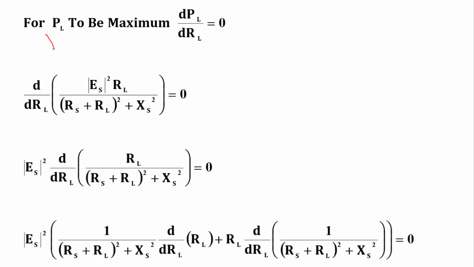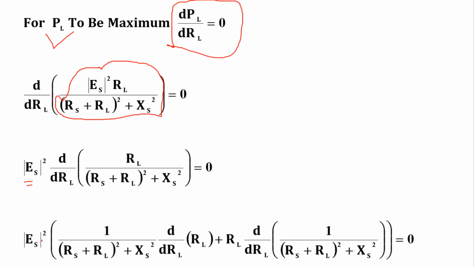Again, for PL to be maximum, the differentiation of PL with respect to RL should be equal to 0. So d by dRL, over here we have put the value of PL, and that is equal to mod ES square into RL divided by RS plus RL whole square plus XS square. This ES square is constant, so we will keep it outside of the differentiation. d by dRL of RL upon RS plus RL whole square plus XS square is equal to 0.